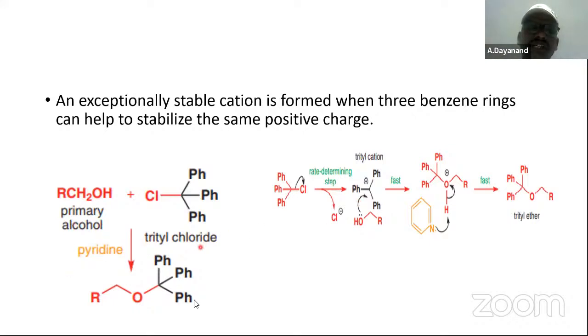Okay, in the presence of pyridine, it is going to give this compound. We can easily imagine this one. HCl is removed here. We are removing this HCl and finally forming this compound.